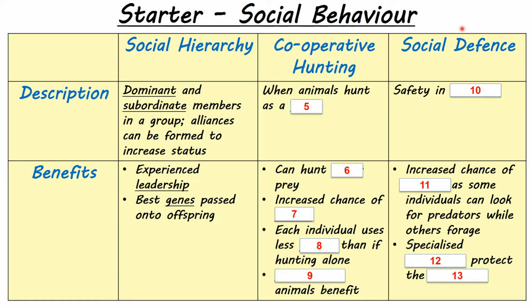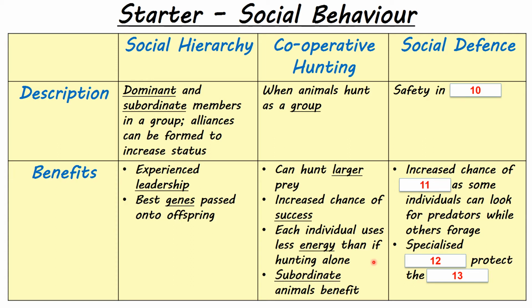Cooperative hunting is number 5, when animals hunt as a group. And the benefits, we've got 4 benefits here. So number 6, can hunt larger prey, increased chance of 7, hunting success. Each individual uses less. Number 8 is energy than if hunting alone. And number 9, subordinate animals benefit.